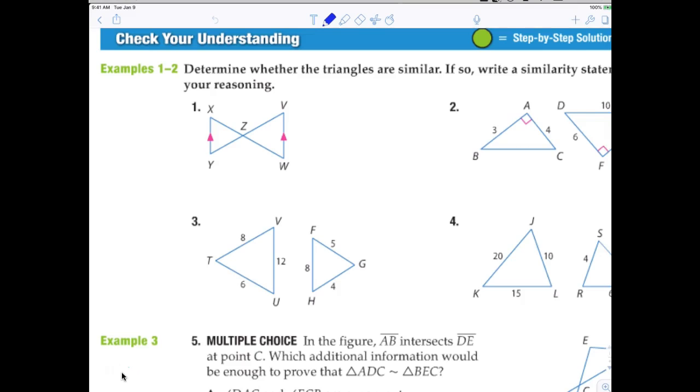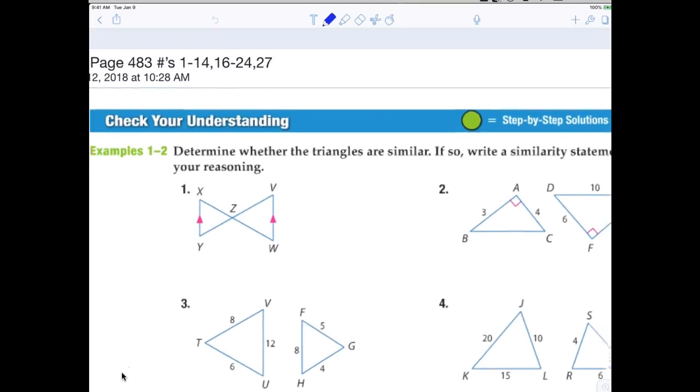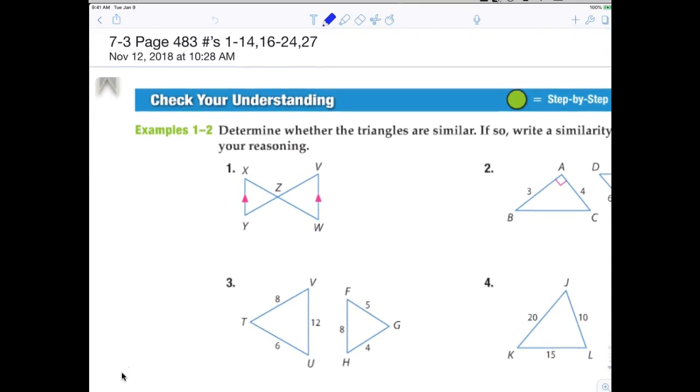Yes, sir. It's 1 through 14, 16 to 24, and 27.